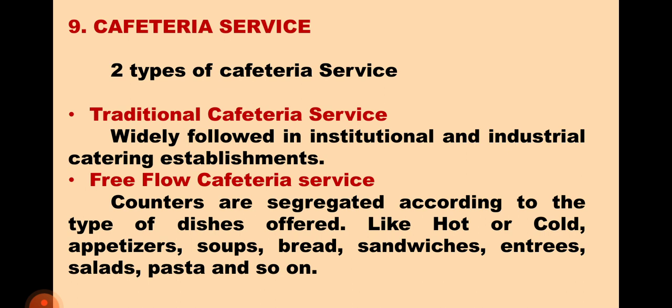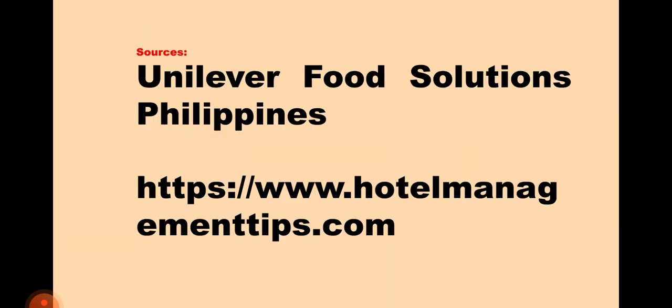Second is the free flow cafeteria service. Counters are segregated according to the type of dishes offered, like hot or cold appetizers, soups, breads, sandwiches, entrees, salads, pasta, and so on. In this free flow cafeteria service, there are many kinds of dishes sorted in different counters and kinds, like breakfast, lunch, and dinner, where there is a specific time to eat. So that would be all.